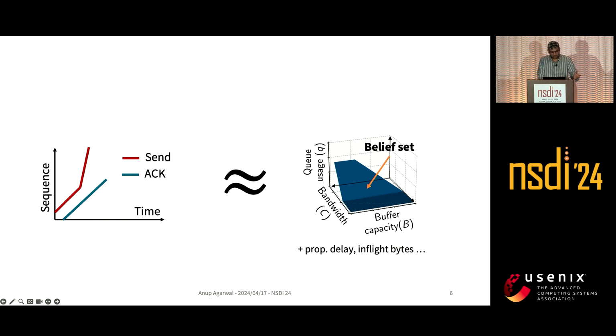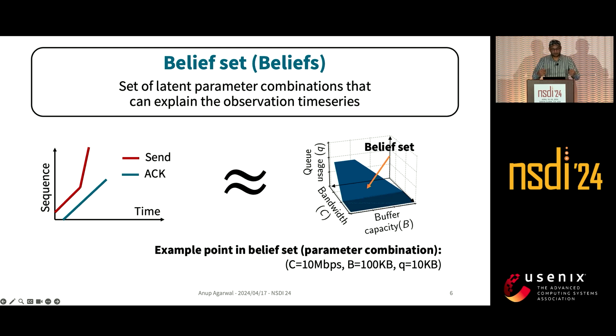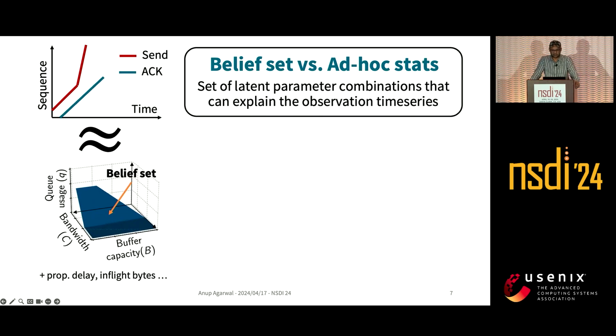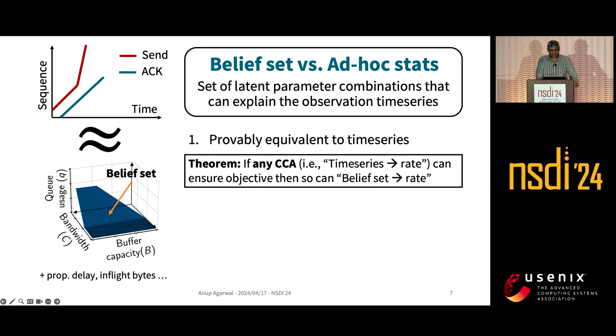A point here on the blue surface describes a parameter combination that can explain the time series of observations made by the CCA. And since there may be uncertainty or ambiguity in the parameter combinations, we get a set of multiple such points. So how is this summary any different from the ad hoc statistics that congestion control algorithms have defined? First and foremost, the belief set provably extracts all useful information from the time series of observations.